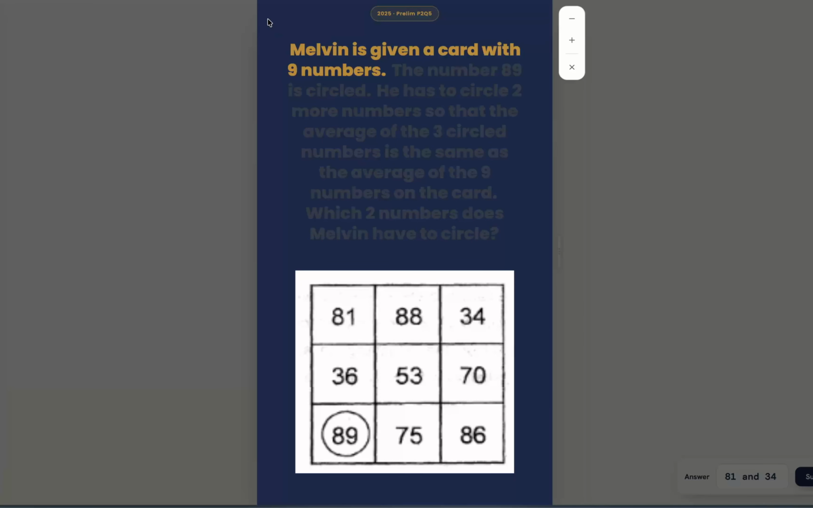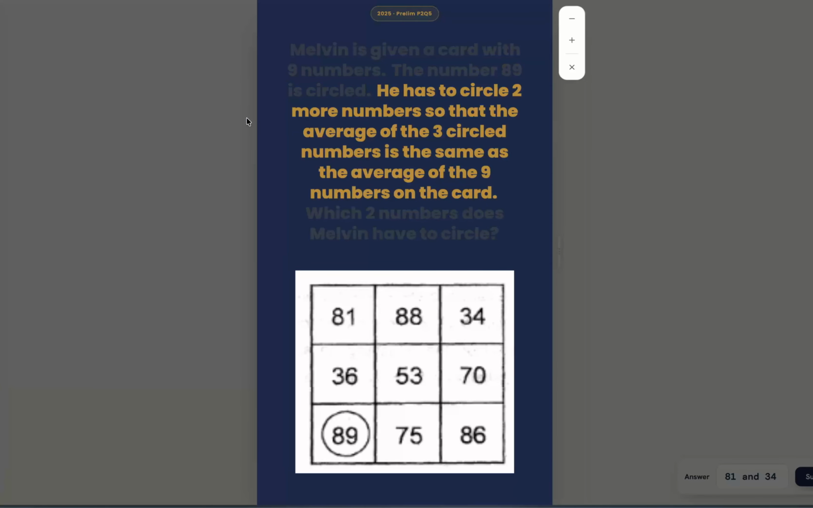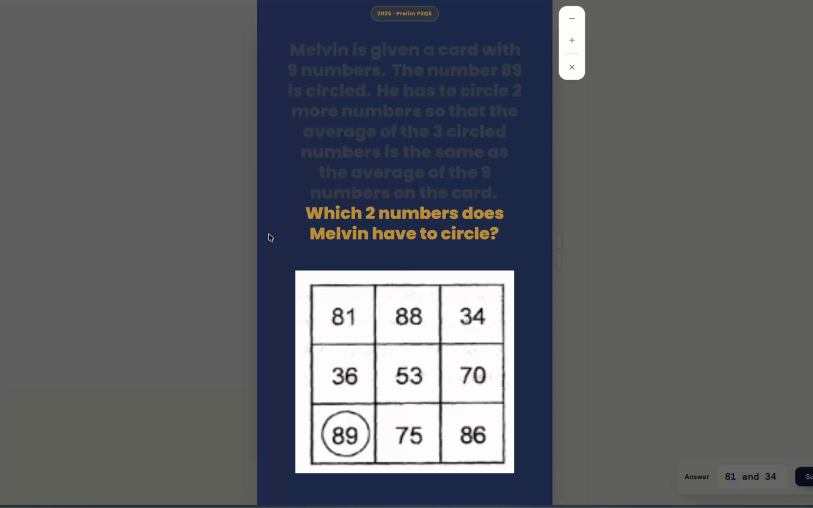Question 5. Melvin is given a card with 9 numbers. The number 89 is circled. He has to circle 2 more numbers so that the average of the 3 circled numbers is the same as the average of the 9 numbers on the card. Which 2 numbers does Melvin have to circle?